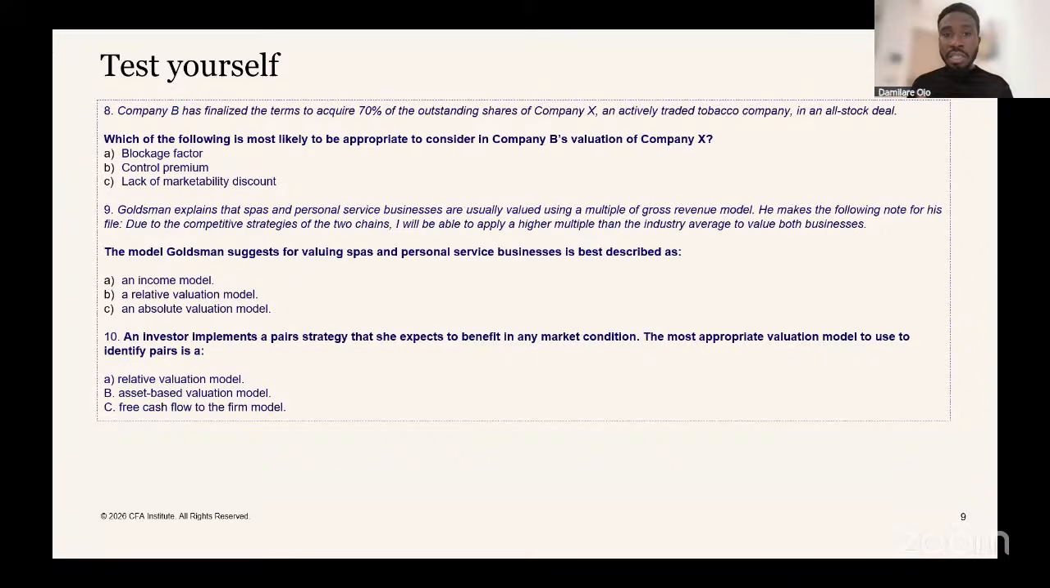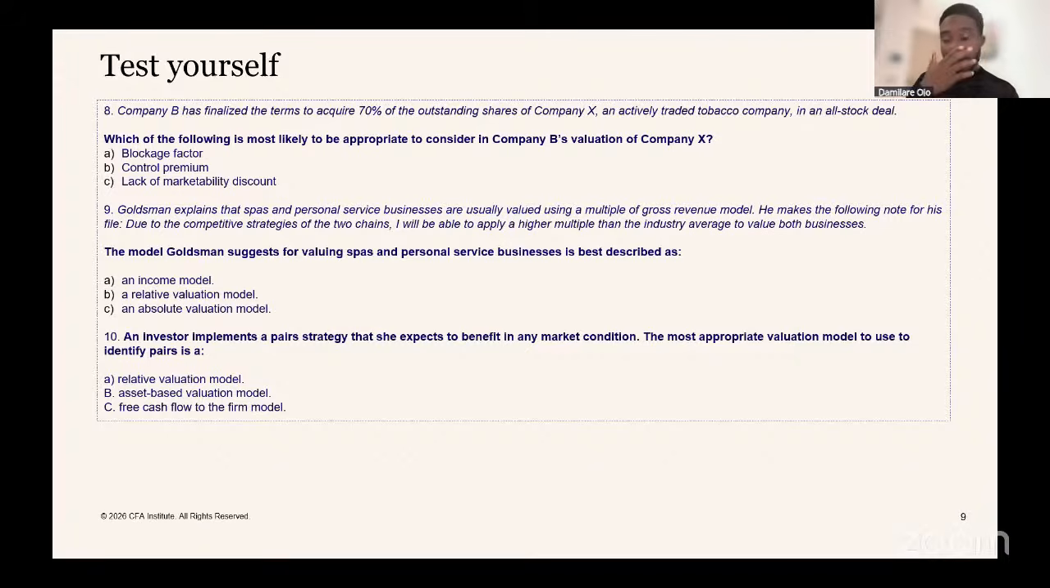Okay, let me quickly check the time to see how well we are doing. Oh, we have almost used 1 hour already.